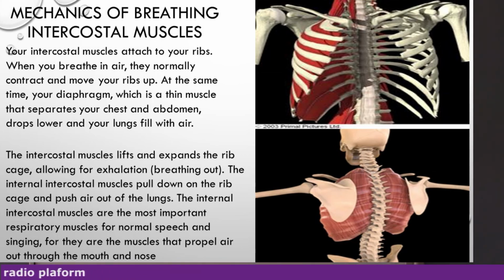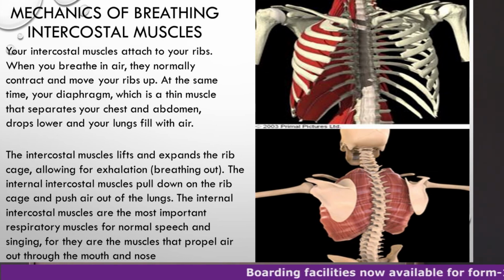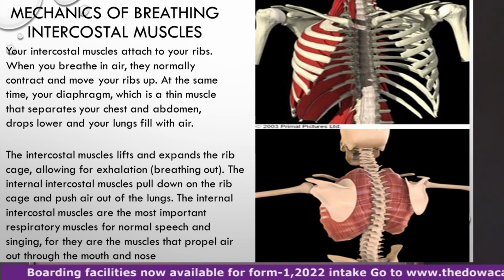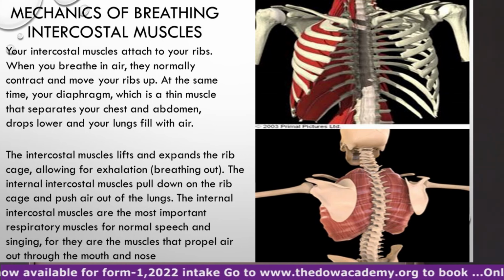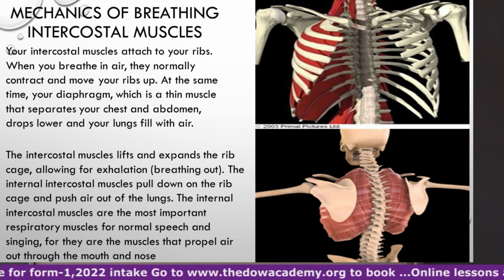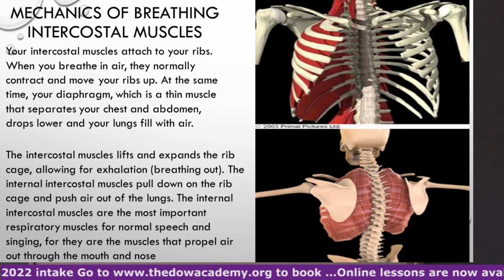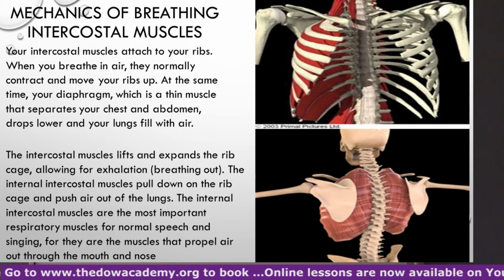We also went on to describe the mechanics of breathing, and in the mechanics of breathing we have three items, which are the intercostal muscles, the diaphragm, and the lungs. So in our intercostal muscles, we explained that they are divided into two. We have the internal intercostal muscles and the external intercostal muscles. The internal intercostal muscles are the ones which are in between the rib cage. Then the external intercostal muscles are the ones which cover the rib cage.